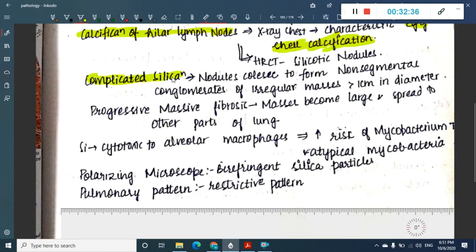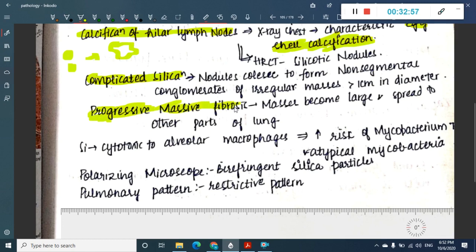What is complicated silicosis? In complicated silicosis, many small nodules combine together to form one large irregular mass which is more than 1 centimeter in diameter, and this is called complicated silicosis. Then we have one more type which is called progressive massive fibrosis.